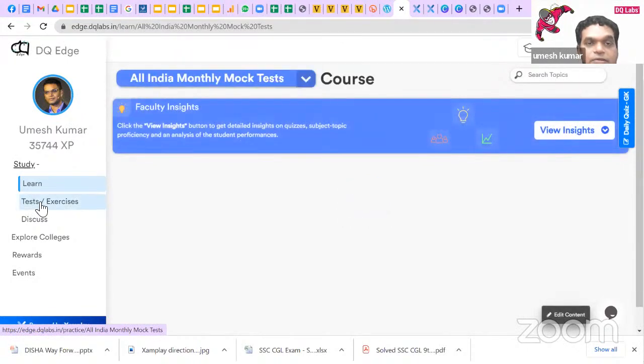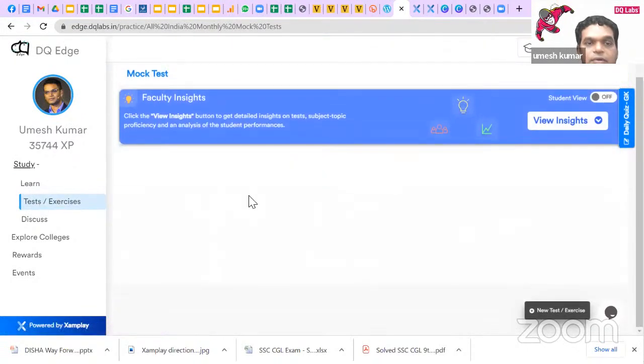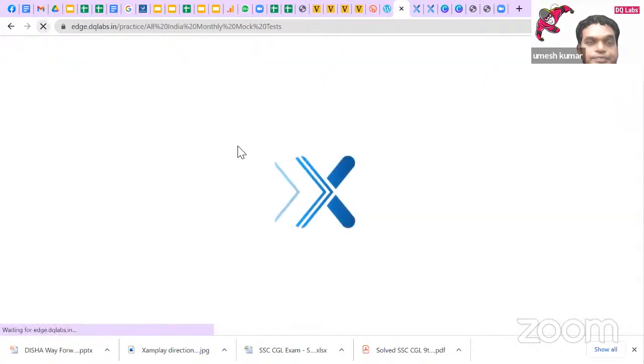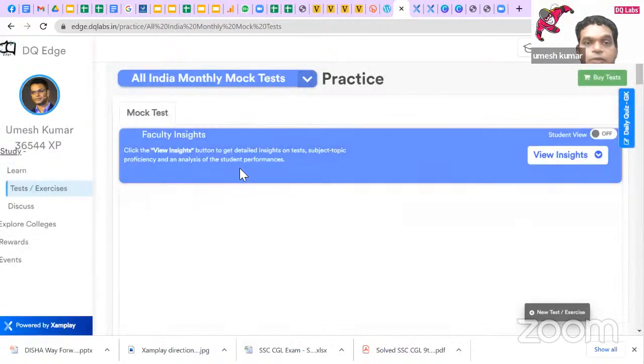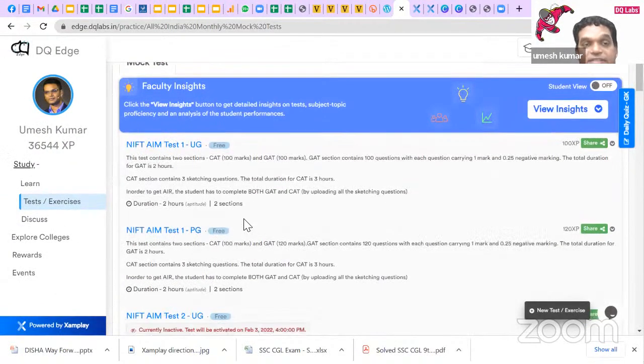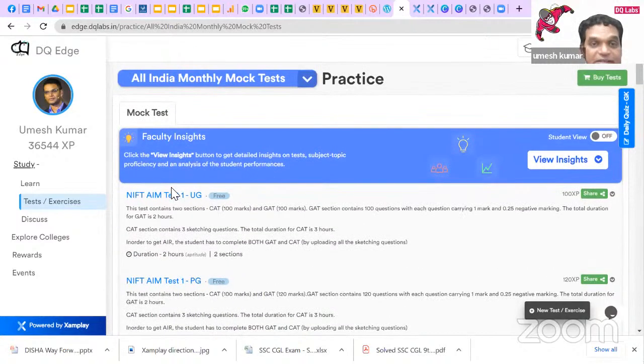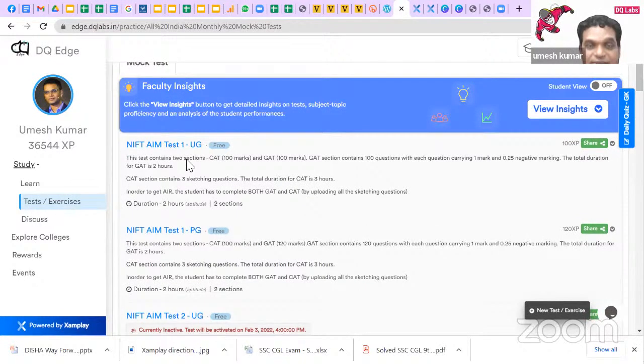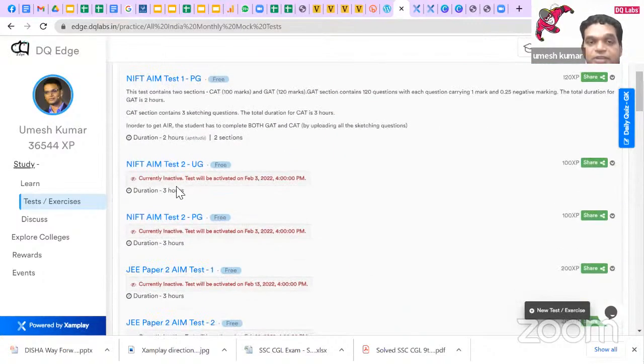Hold on, let it load. All right, so it is loaded. You can see here that there is currently a NIFT AIM test 1 happening as we are speaking. If you want, after this webinar, you can go here and take this test. You have to understand a few things. This test is free during the specific time that we have mentioned. For example, the next NIFT AIM test is activated on Feb 3rd, from 4 p.m. to 9 p.m.